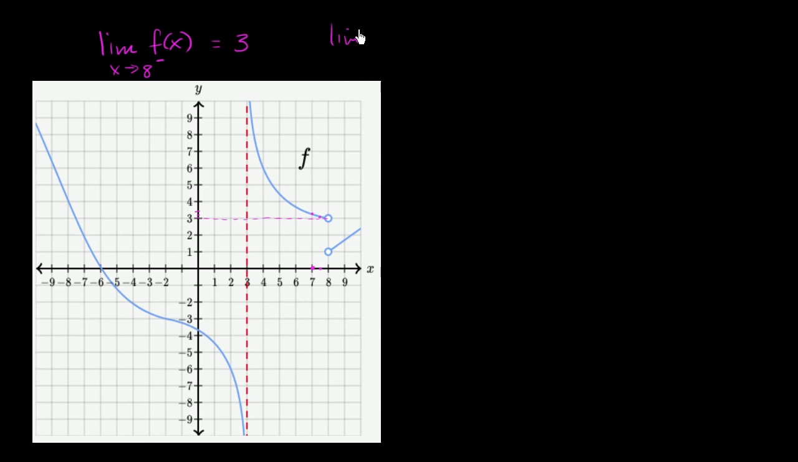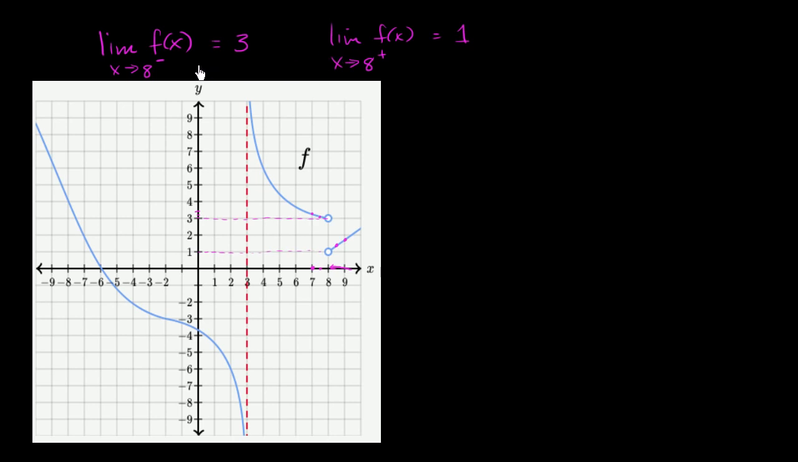What about the limit of f of x as x approaches 8 from the positive direction, or from the right side? Well, here we see as x is 9, this is our f of x. As x is 8.5, this is our f of 8.5. It seems like we're approaching f of x equaling 1. So notice, these two limits are different.